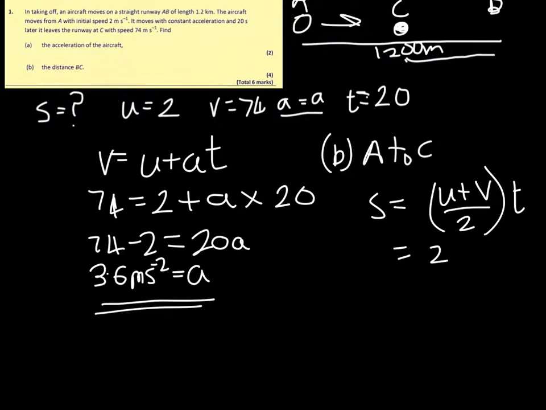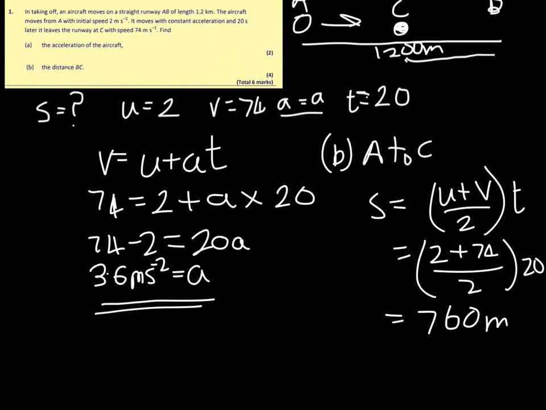Right, so we've got 2 plus 74, dividing that by 2, and multiplying by 20. So the distance travelled in lifting off the ground, if you do the maths, is 760 metres. But that's not our answer, because that's the distance from A to C. So that's AC. We need to work out B to C. So B to C is 1,200, take away 760, which gives you 440 metres. Done. Question 1 done.